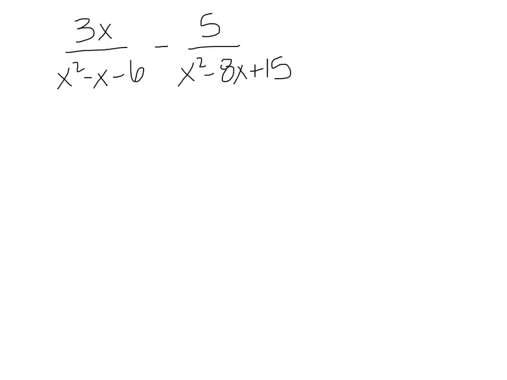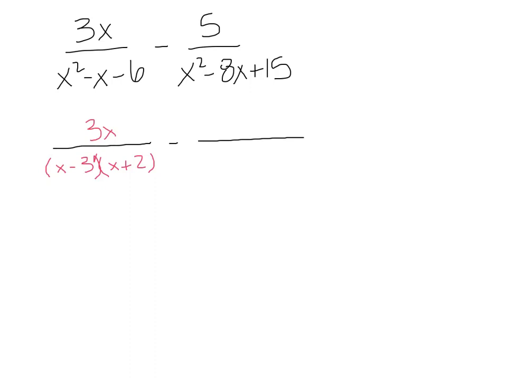Alright, this is a good one. If we look at this subtraction problem, I have some pretty complex denominators. I'm going to want to factor them first. So when we end up doing that, we'll be able to see what we need to create our least common denominator. When I factor the first denominator, I have x minus 3, and I have x plus 2. 3x can't factor any further, so I'm going to leave it 3x.